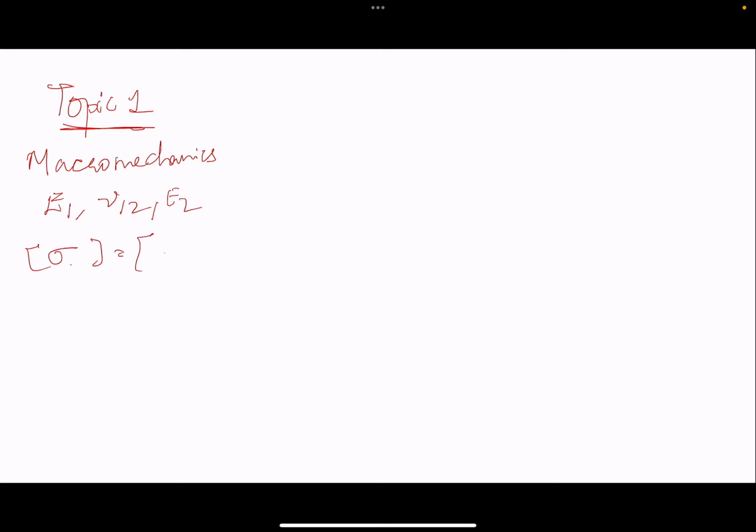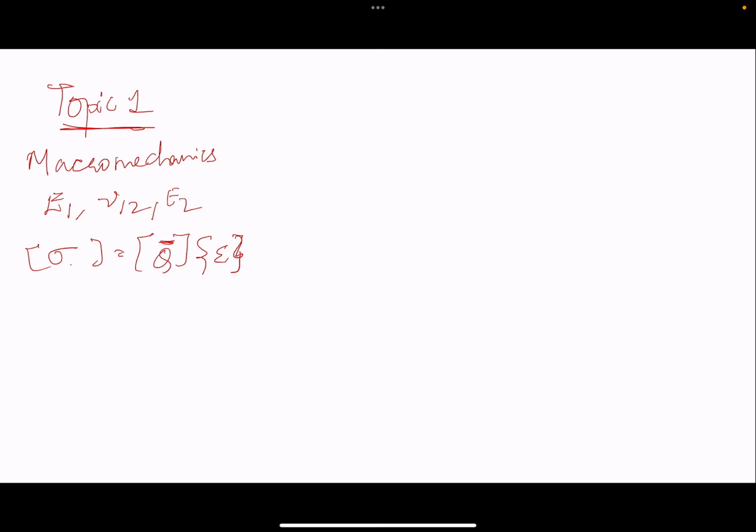Okay, before we start on what we were talking about today, just as a quick recap, if you remember, in topic 1, we were talking about what we called macro mechanics, right? So we said, okay, using your E1, Poisson's ratio, E2, all of these properties were given to you, and using this, we derived relationships between stress and strain, like sigma equals Q bar matrix into strains, right? So this was what we did in topic 1, if you remember.